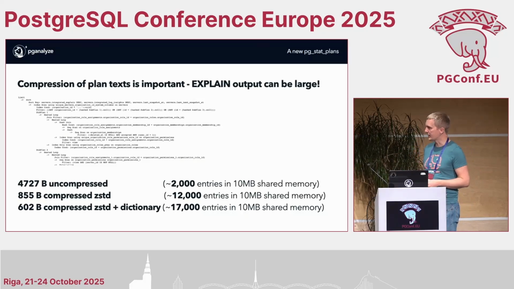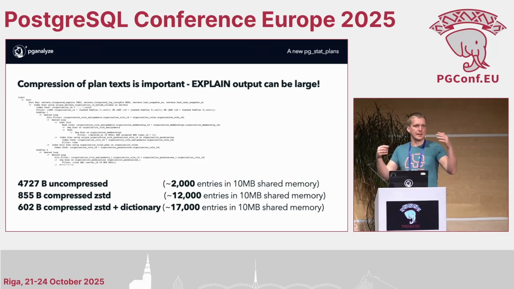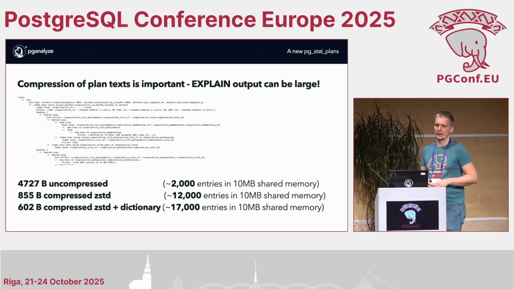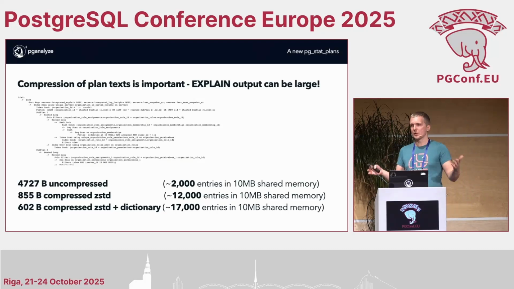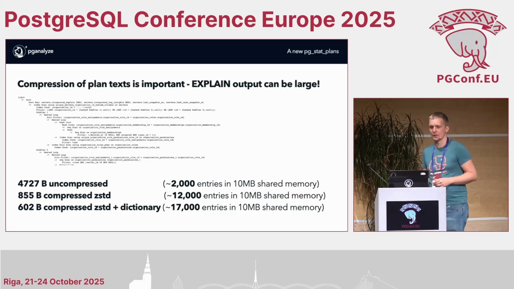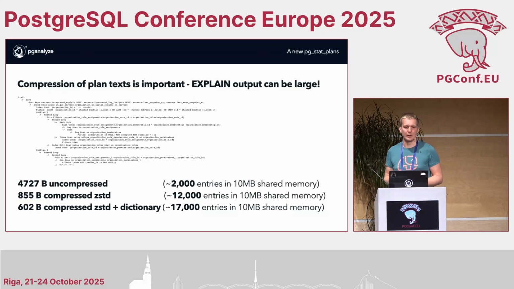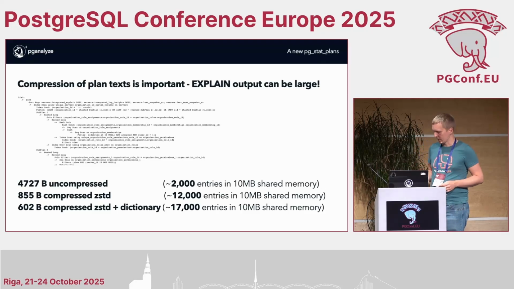And so in the best case here, with that dictionary, we get 17,000 entries of that big plan size in 10 megabytes of shared memory, right? So this, I think, is acceptable. For pg_stat_statements, for example, 5,000 is the typical entry limit. I think for pg_stat_plans, 5,000 is also a reasonable limit, right? And so we can store large plans as well.